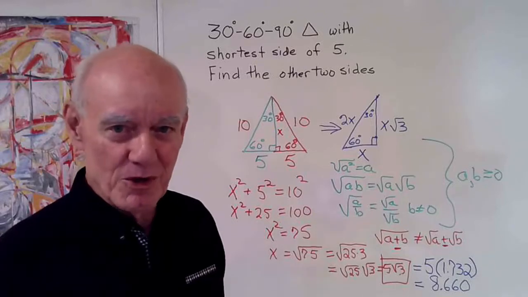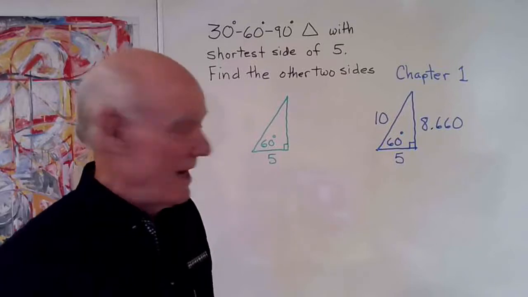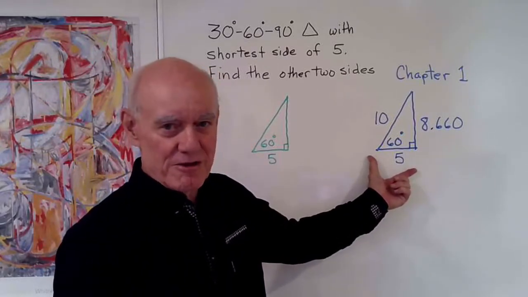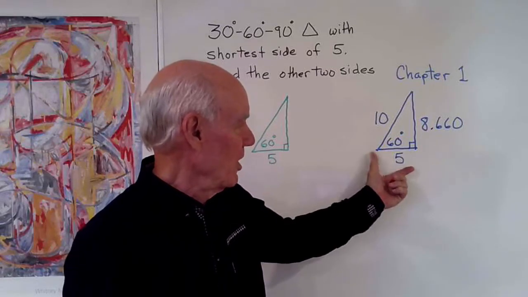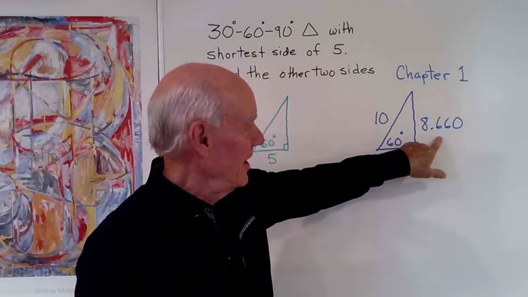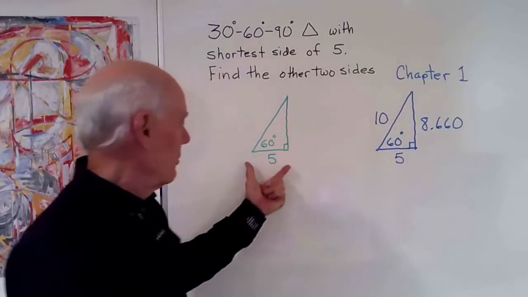So let me erase the board and I'll come right back. Okay, I'm back, and here is the 30, 60, 90 right triangle as we solved it in chapter 1. We were given this side as 5, we found this side to be 10, and then 8.660 is an approximation to that side.